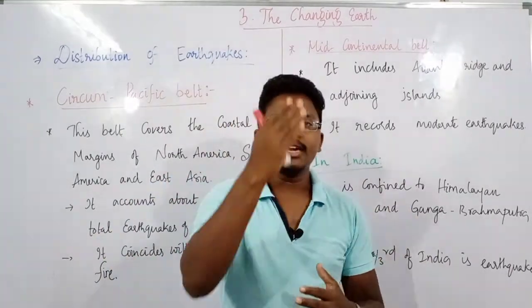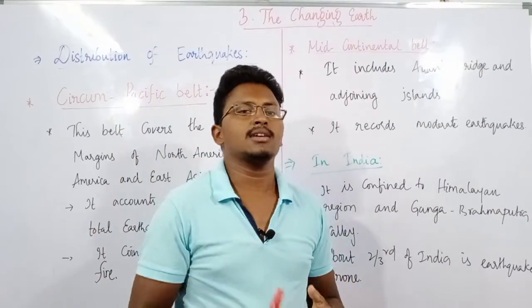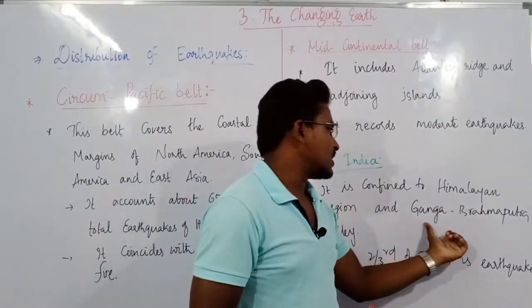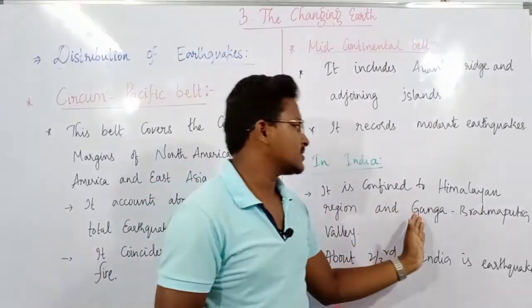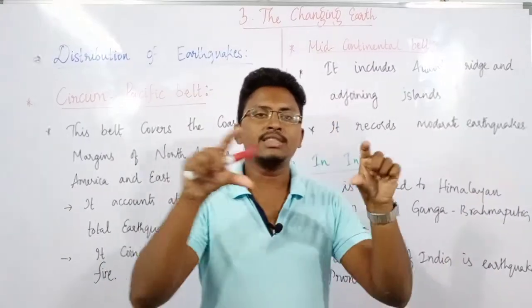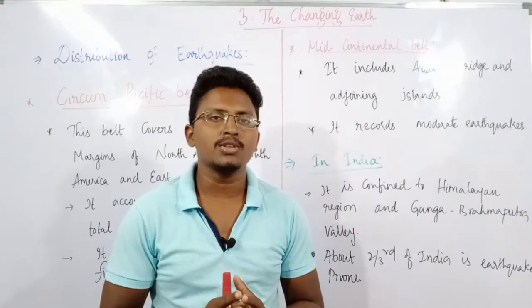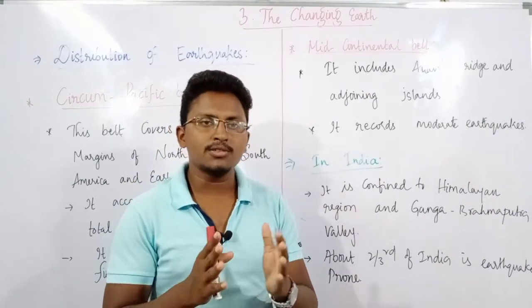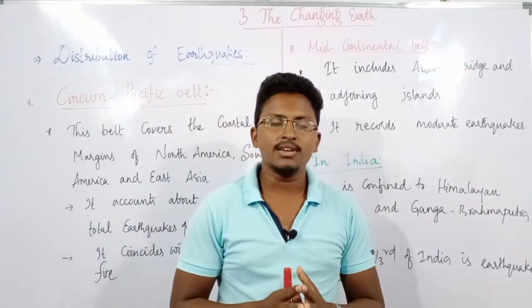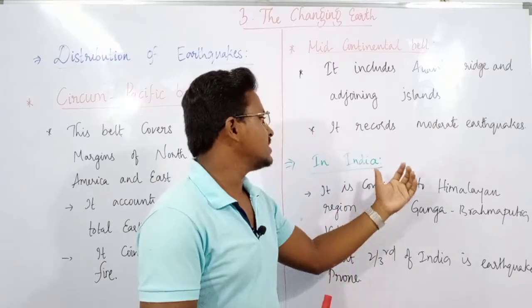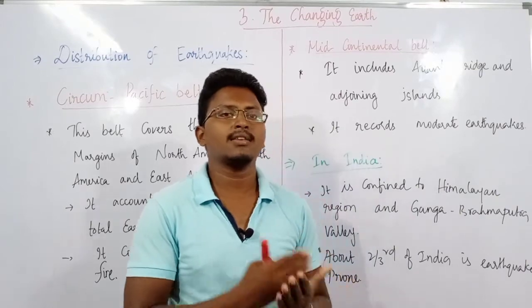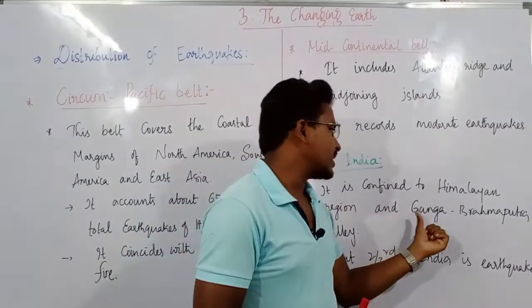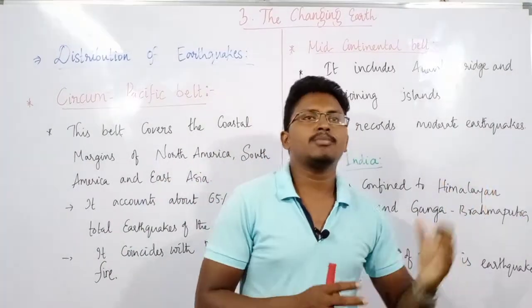That means the areas covered by the Himalayan region as well as the areas lying in the valley between the rivers Ganga and Brahmaputra are highly prone to earthquakes. As you see in the news, most earthquakes in India occur in these areas, the places nearer to the Himalayas as well as the places lying between the Ganga and Brahmaputra.